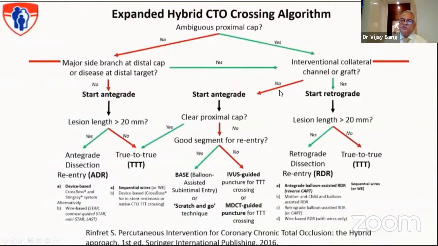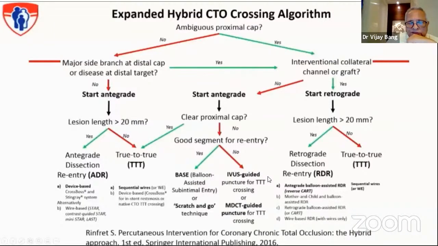But if a collateral channel or graft is not there, then we have to consider going antegrade again. If the proximal cap is crossed with antegrade wire escalation and a good segment for reentry is there, then you can do balloon assisted subintimal reentry, what we call the scratch and go technique, and complete the procedure. If a good segment is not there, then of course the role of imaging comes in.